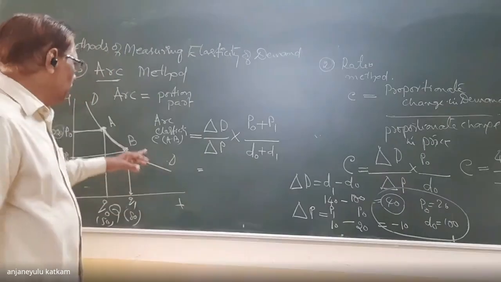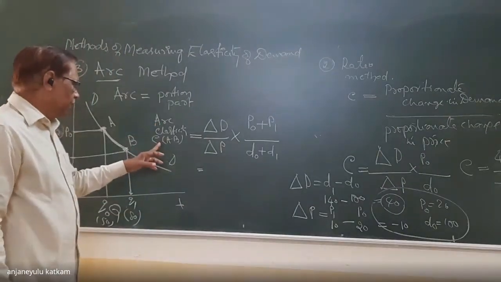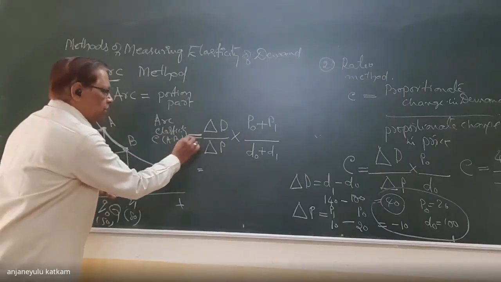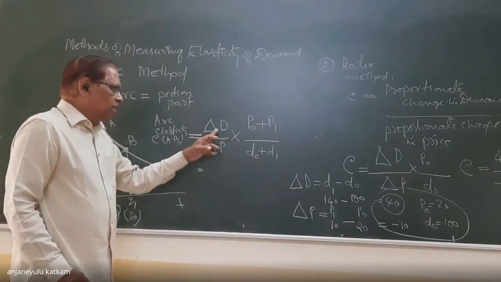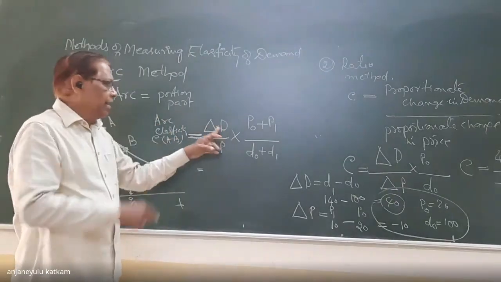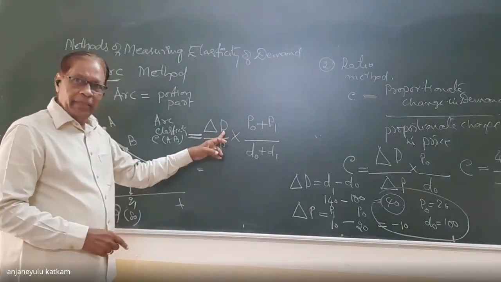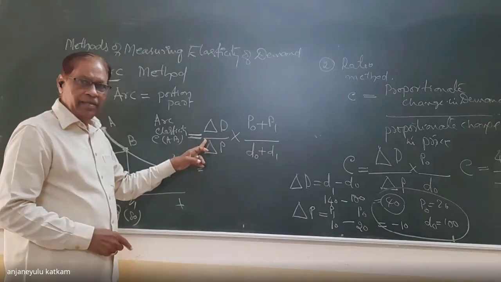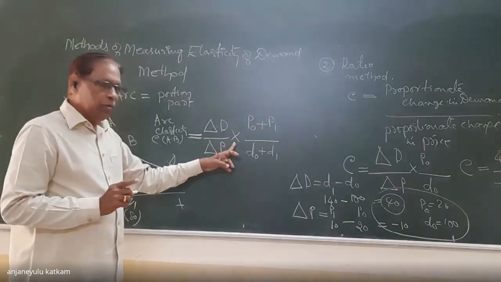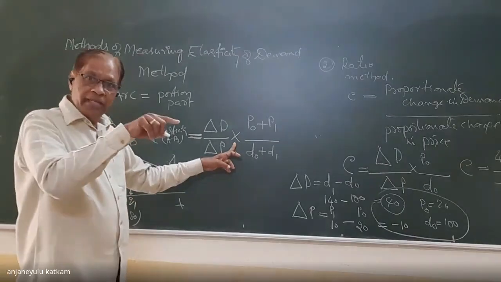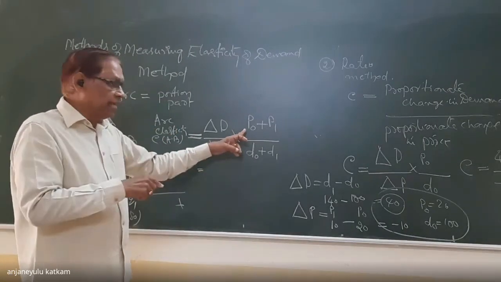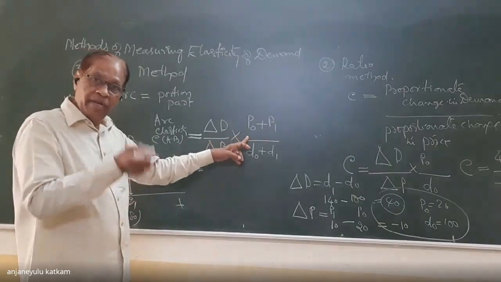The equation is arc elasticity of demand, for a portion AB, equal to delta D, as usually in the point method also we have taken the same. Delta D, that is the change in the demand, divided by change in the price, delta P, into, you will take both the prices, that is the price before change and the price after change here. That is the P0 we are taking.